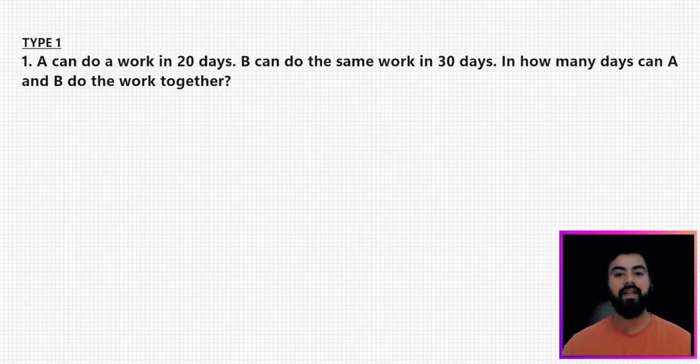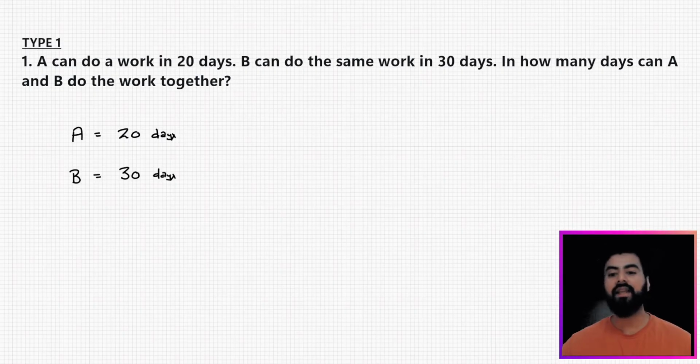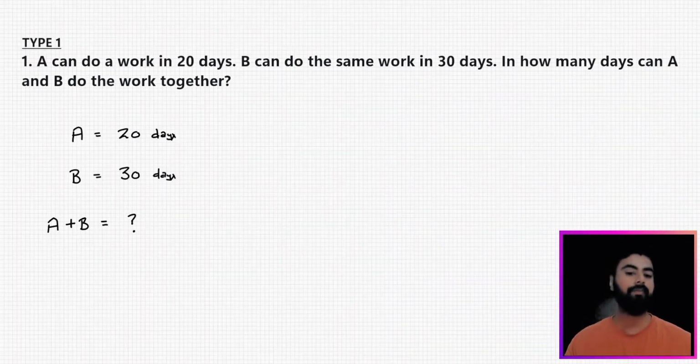Now, this question says A can do a piece of work in 20 days. Let me write down the data first. A can do a work in 20 days, while the same work can be done by B in how many days? You would say, sir, in 30 days. Now, the question is, in how many days would A and B be able to do the work together? In how many days will the same work be done by A and B together? This is what we want to find out. Again, I am looking for the answer in terms of number of days.